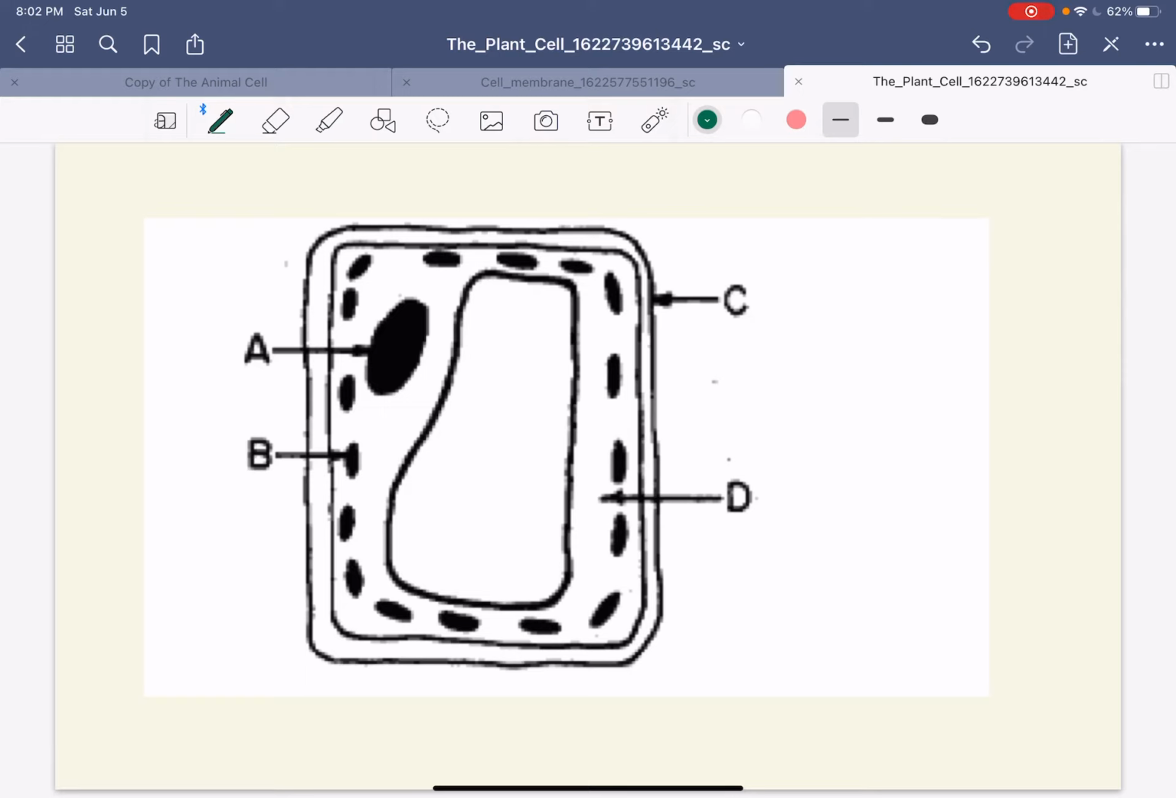All right, I think we finally got one that's labeling the cell wall. D is actually pointing to the cytoplasm, that matrix of the cell, the jelly-like substance inside of the cell. So this is actually pointing to the cytoplasm. It is not pointing to a chloroplast. B is pointing clearly to a chloroplast. A is pointing to the nucleus.